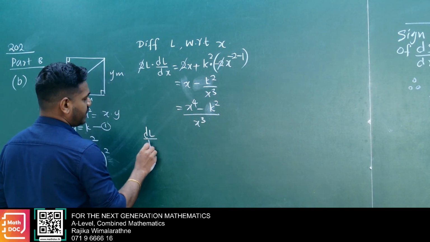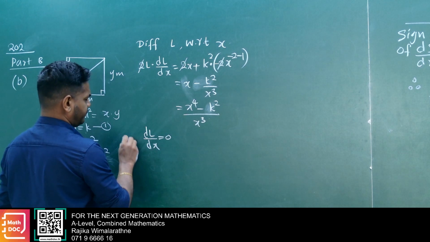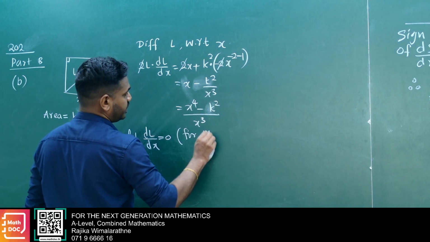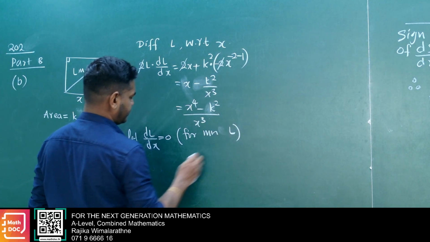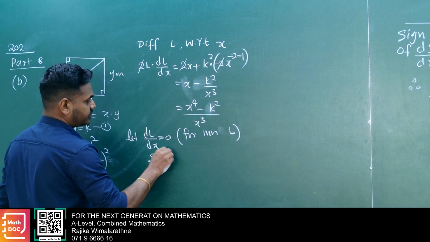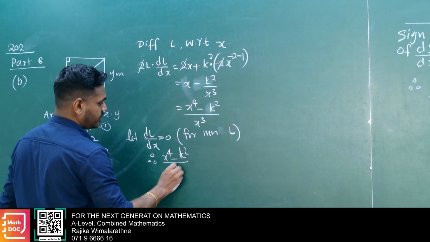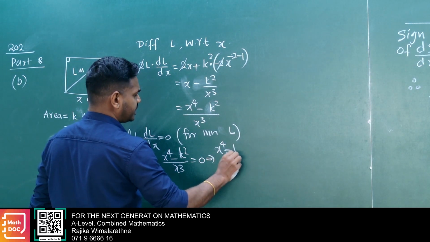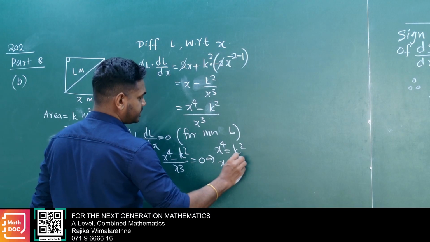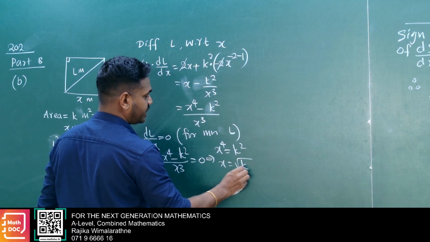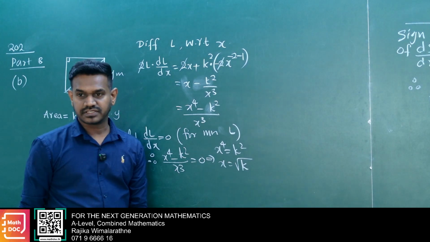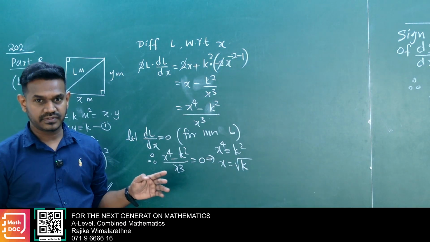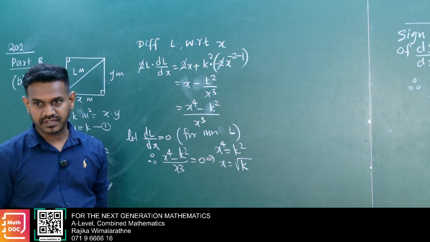Now take dL divided by dx equal to 0 for minimum L. Therefore, x to the power 4 minus K squared over x cubed equals 0, then solve this. X to the power 4 equals K squared, so x equals square root of K. No need to put plus or minus because this is a real application, and x value is always positive.